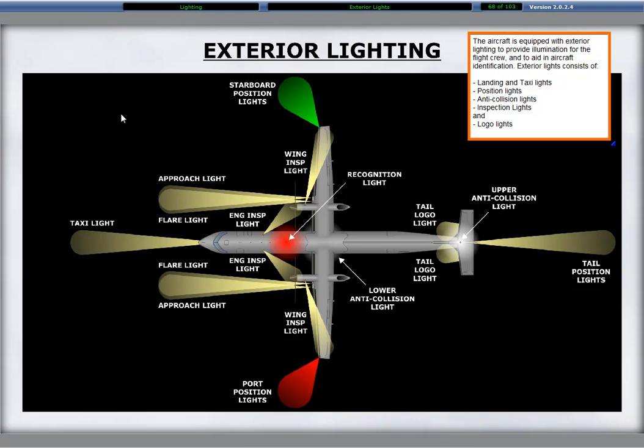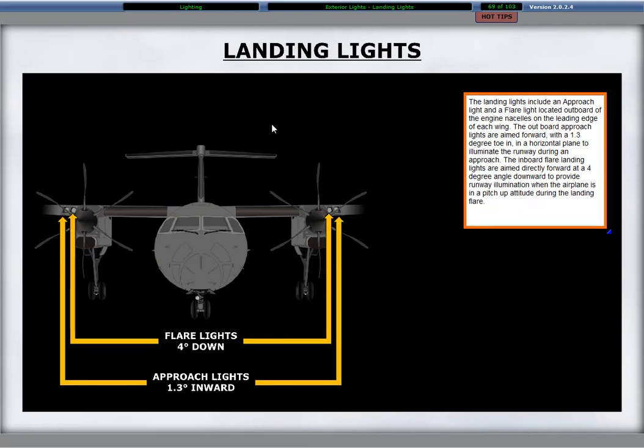The landing lights include an approach light and a flare light located outboard of the engine nacelles on the leading edge of each wing. The outboard approach lights are aimed forward with a 1.3 degree toe-in and a horizontal plane to illuminate the runway during an approach. The inboard flare landing lights are aimed directly forward at a 4-degree angle downward to provide runway illumination when the airplane is in a pitch-up attitude during the landing flare.